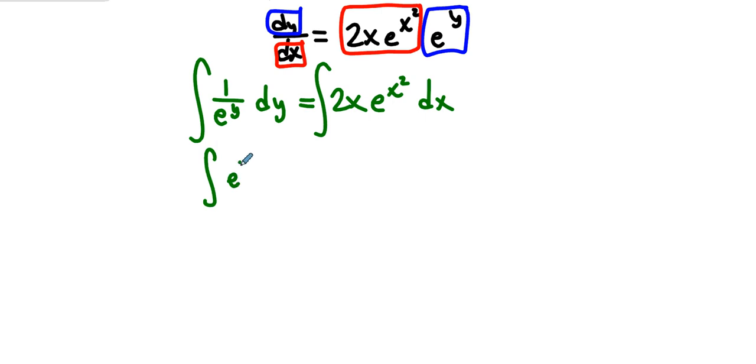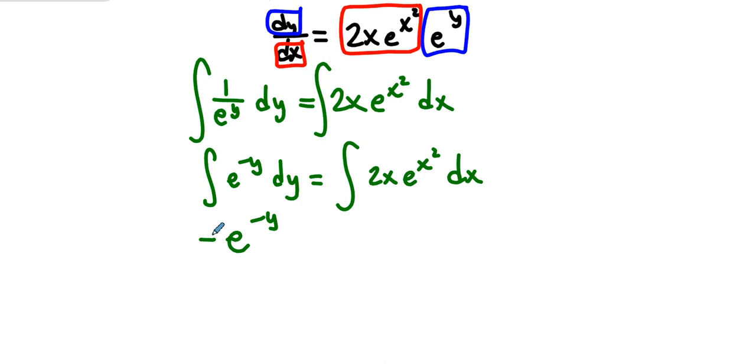The thing on the left is e to the negative y. The thing on the right looks an awful lot like a u sub in the making. What's the antiderivative of e to the negative y? It's e to the negative y, negative in front. What's the derivative over here? Well, this is u, that's du, so this is the integral of e to the u. The integral of e to the u is e to the u plus a constant.